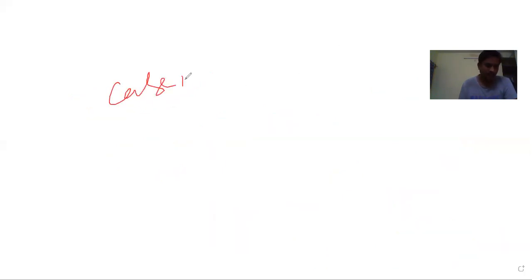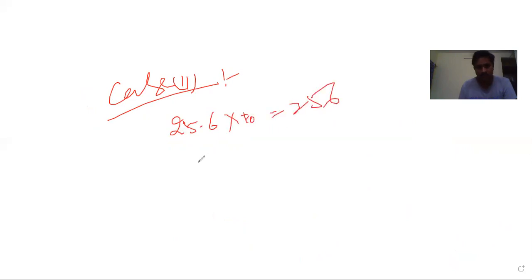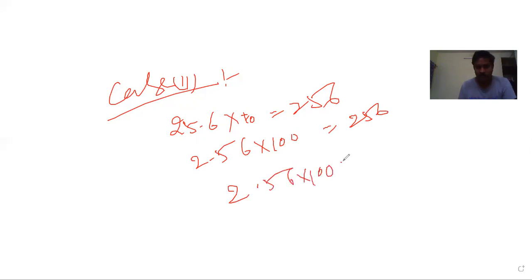Case 11. In this case 11, we solve problems with multiplication by 10, 100, 1000, etc. 25.6 into 10, that value is 256. 2.56 into 100, that value is 256. 2.56 into 10, that value is 25.6.